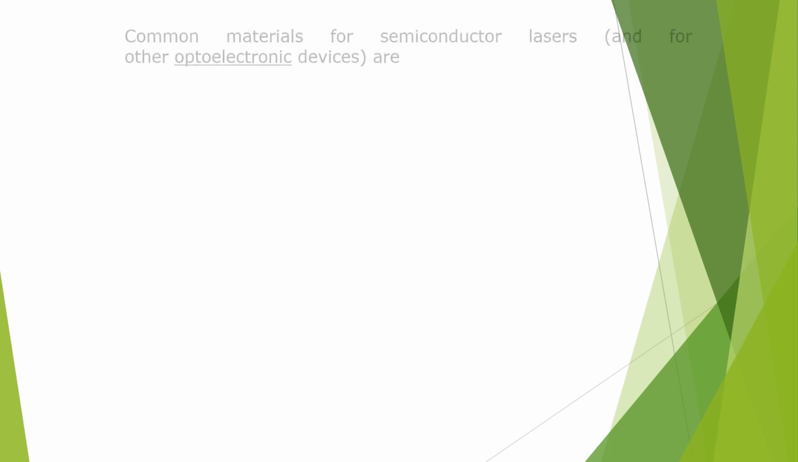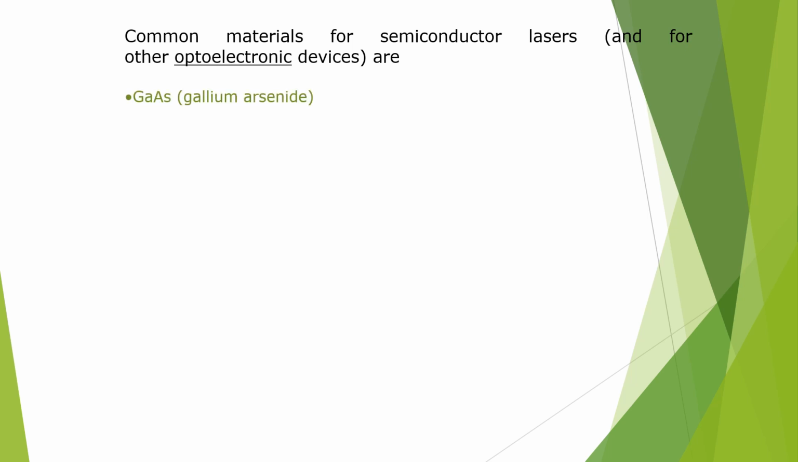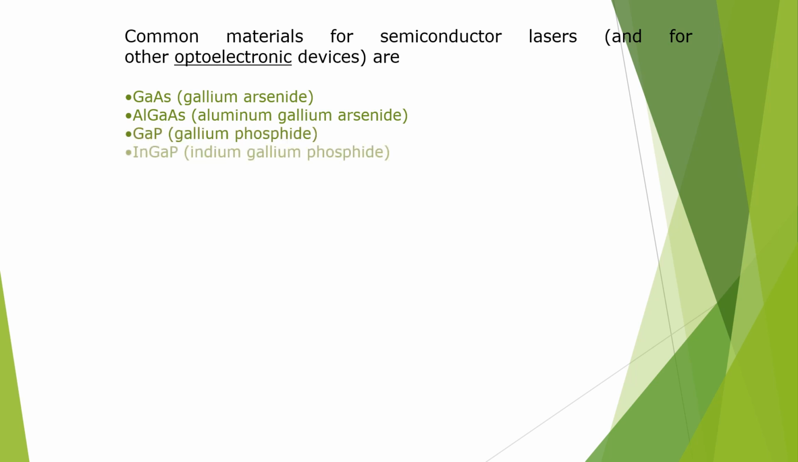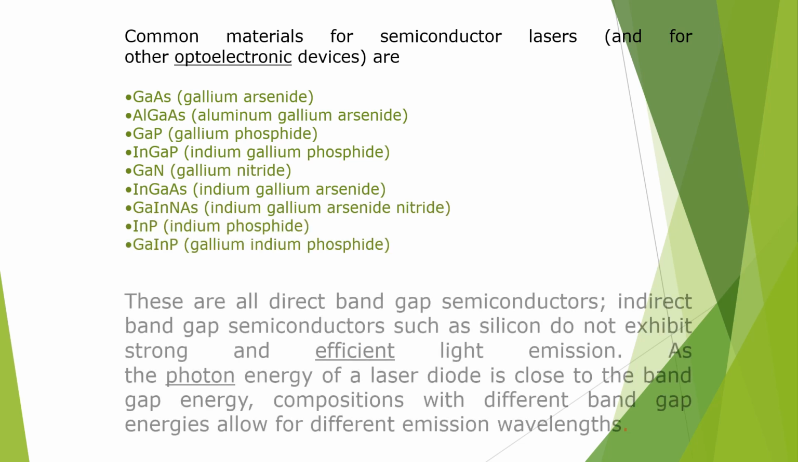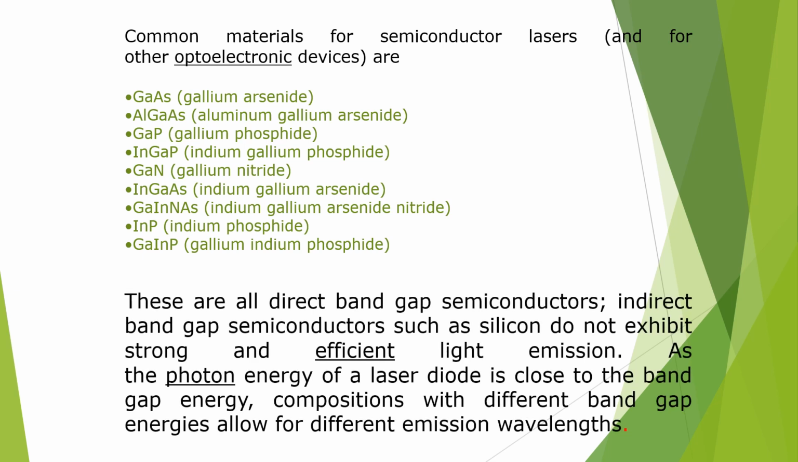In semiconductor lasers, we can see the examples of compound semiconductors we are using here: gallium arsenide, aluminium gallium arsenide, gallium phosphide, indium gallium phosphide, gallium nitride, and these are the examples of semiconductor lasers in a compound form to amplify the light, that is laser action.